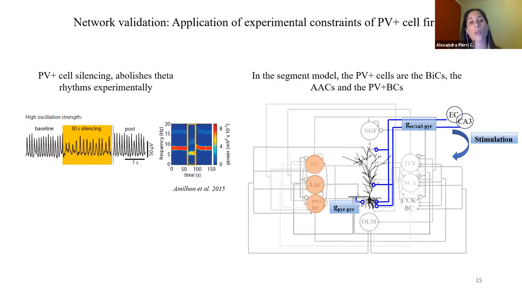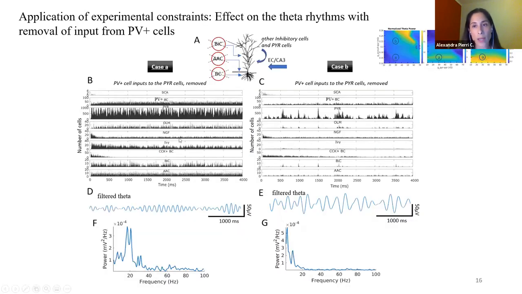Now, experimentally, we know that if we remove the PV positive cells, we lose the theta rhythms. We did the same test in our models, and we found that in the case A network, removing the PV cells abolished theta rhythms, but not in the network of case B, which tells us that the contribution of the inhibitory cells is important and more biophysically realistic. As a matter of fact, we found that removing the PV cells increased the standard deviation of the mean input current, which tells us that the mean input current became a lot more irregular and that dysregulated the theta rhythm.